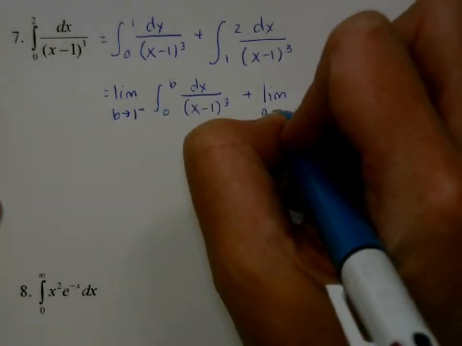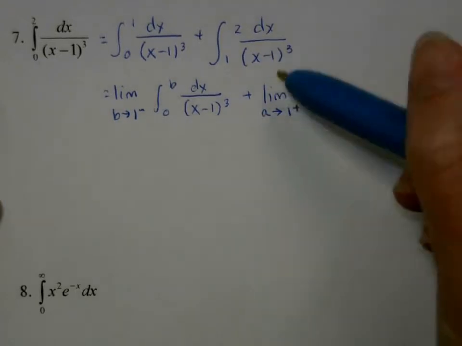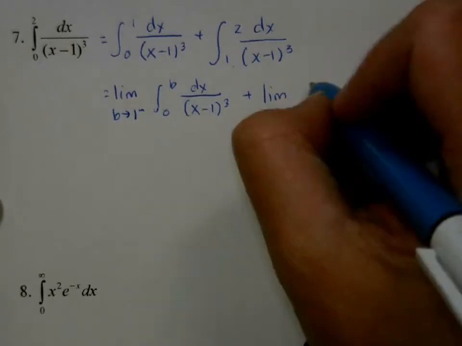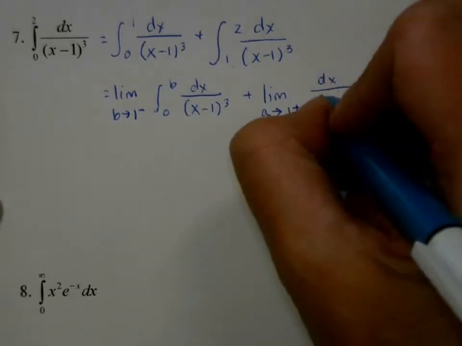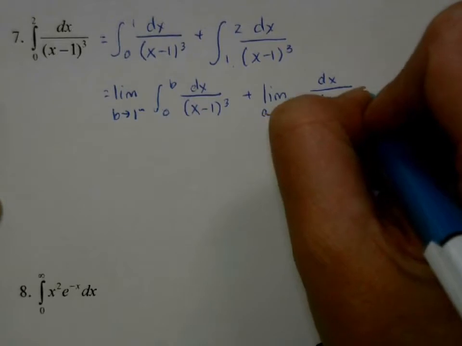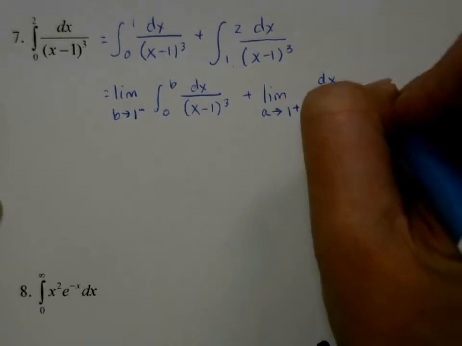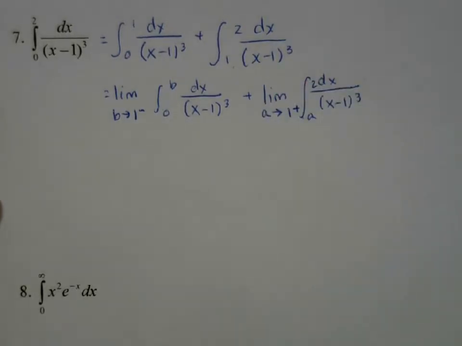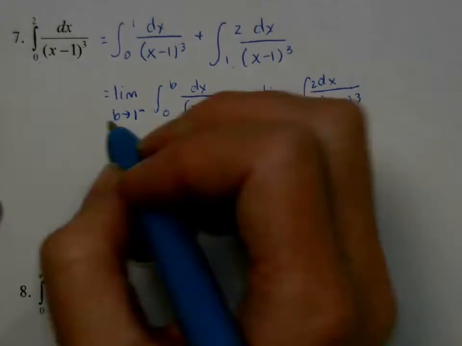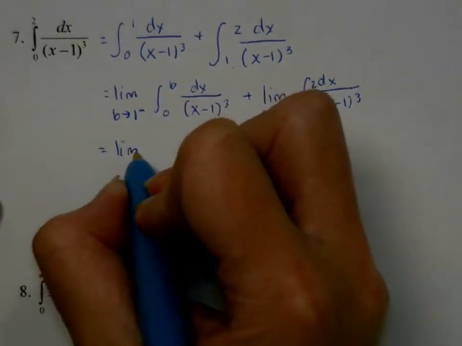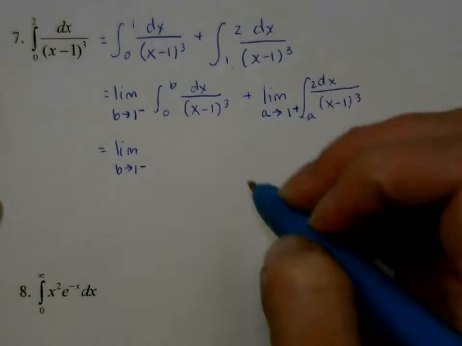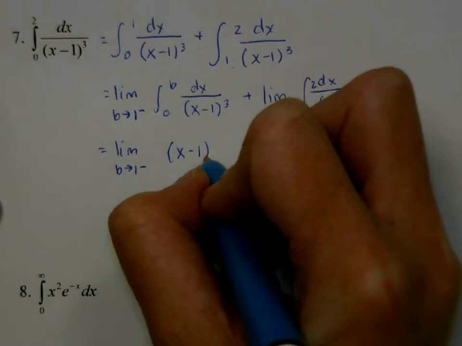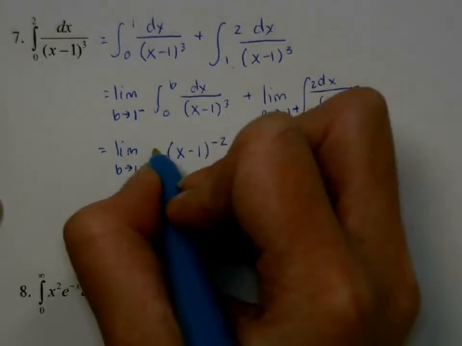Okay, and then we're going to replace the 1 down here, but we're going from 1 to 2, so I want to approach 1 from the positive side. Okay, so this is the same as x to the negative 3. So we're going to add 1 to negative 3, which makes it negative 2, which means I need to multiply by a negative 1/2. We're going to evaluate that from 0 to b.